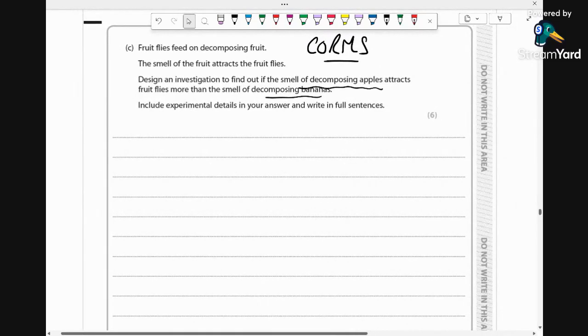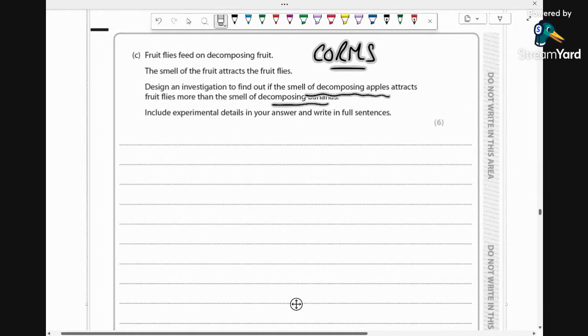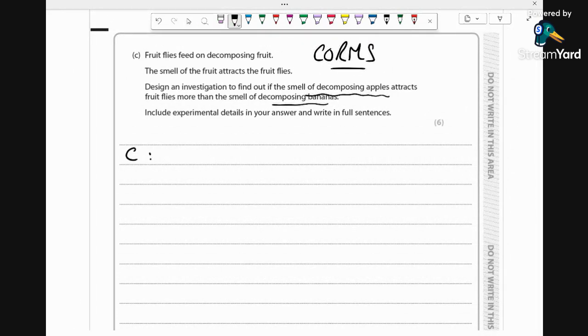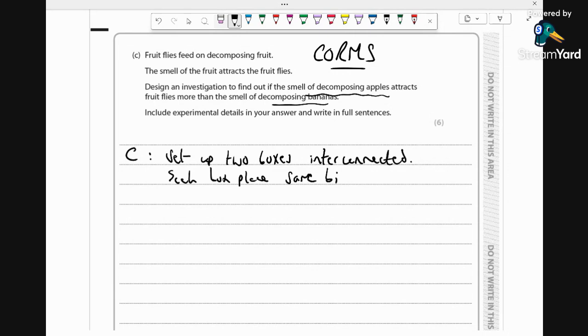So what am I going to change, first of all? And this is how I would set out a Corms question, by the way. I would go change, so C. I would set up 2 boxes that are interconnected. And in each box, place the same biomass of decomposing apples and bananas.